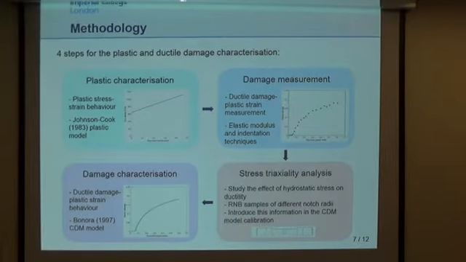So my methodology consists of four steps. The first step is plastic characterization. So with the round bars, just a tensile test to characterize the plastic stress-strain behavior. Then the second step is the damage measurement using one of the techniques I presented before, measuring damage versus plastic strain. The third step is the stress triaxiality analysis to analyze how hydrostatic stresses affect damage, and this is done by means of round notch bar samples like this with different notch radii. And once we have this experimental information, we can use it to calibrate one of the damage models.